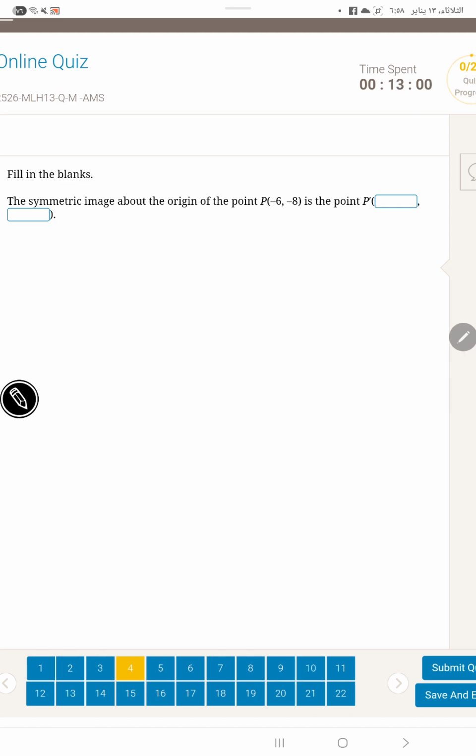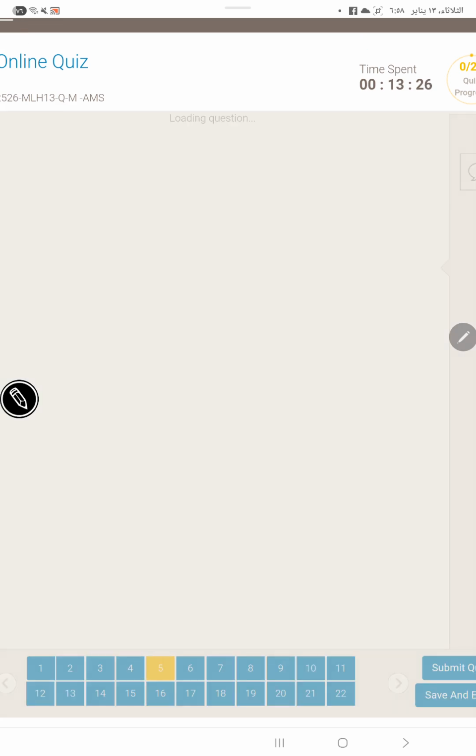Question number 4. The symmetric image about the origin of the point (-6, -8) is the point (6, 8). You just find the opposite of the signs. So that was question number 4. Question number 5 now.